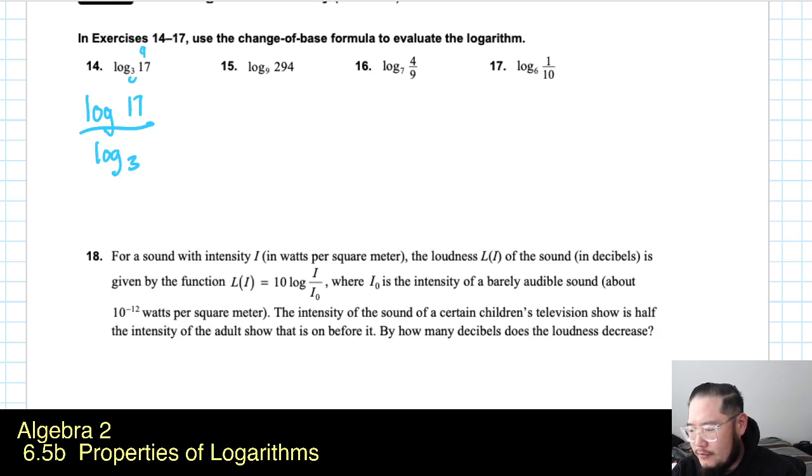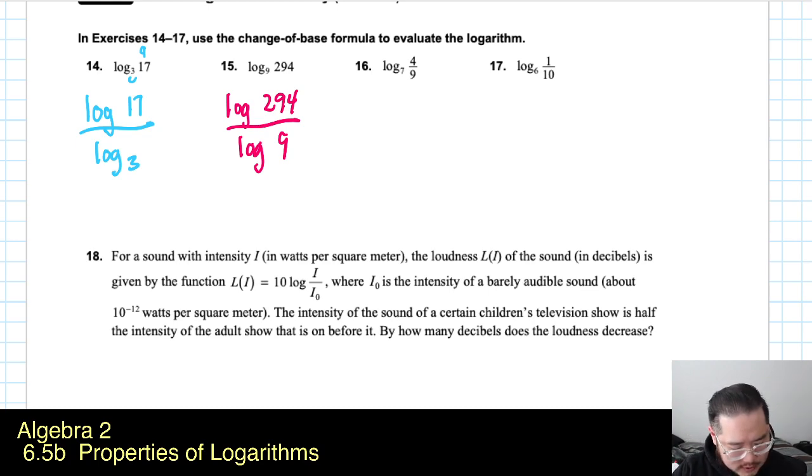So for number 15, if I were to rewrite this, we have log 294 over log 9. Change of base, you can evaluate that using your calculator. They round to the nearest thousandths. So the first one right here for number 14, that actually becomes 2.579. For number 15, log 294 over log 9. So practice this on your calculator. Make sure that you do get the same answer. If not, something is wrong.